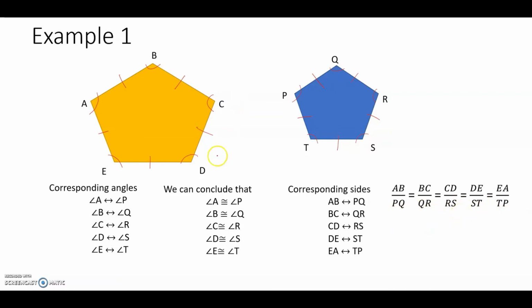Now, once we list down the corresponding angles and sides, which are congruent and proportional for that matter, we can say that, therefore, pentagon ABCDE is similar to PQRST. So therefore, these two pentagons are similar. So that is for example number 1.